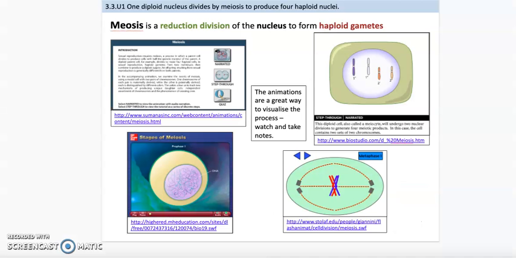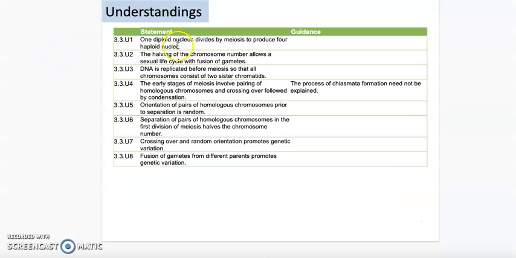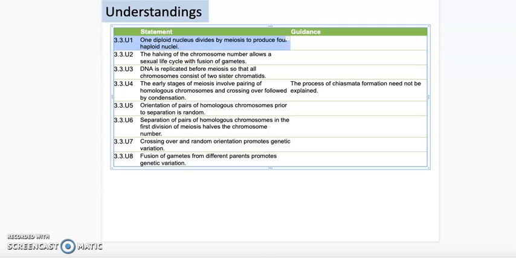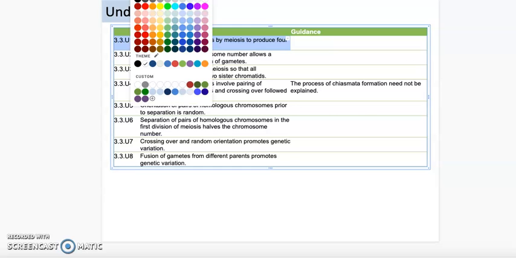Okay, so now let's go back to some of these statements and see which ones we've ticked off, which ones have we covered. One diploid nucleus divides by meiosis to produce four haploid nuclei. I would say that we've covered that one, right?